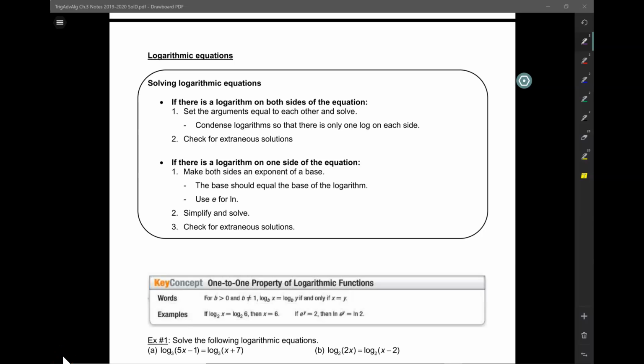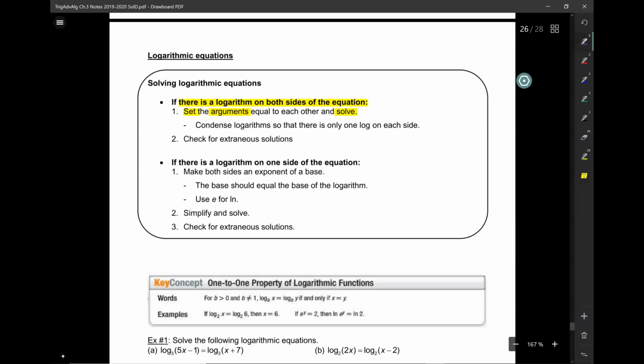Logarithmic equations, again, just like the exponential ones, you have to first check if there is a logarithm on both sides or on one side. Let's first do the case where there is a logarithm on both sides of the equation. If you have that situation, you set the arguments equal to each other and you solve.